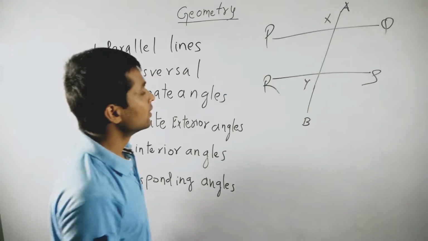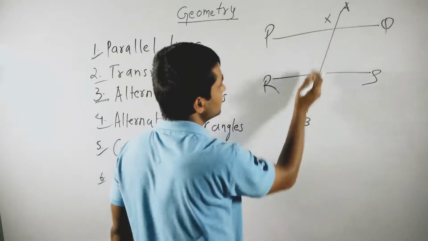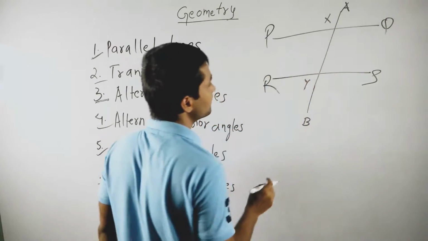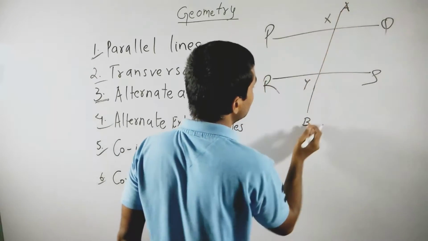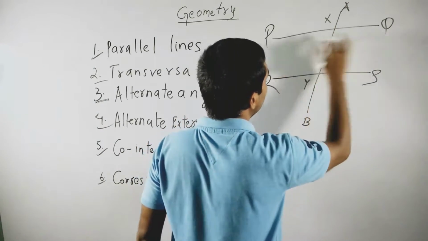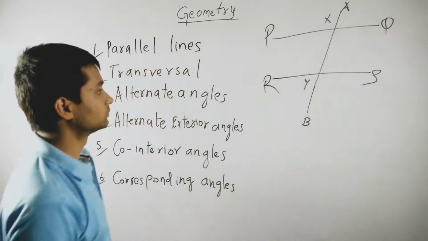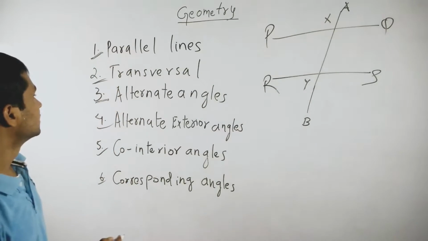And when a line intersects the two lines at two different points, let's call them X and Y, this is X and this is Y, and the line AB intersects the pair at two points. Here, this line is called a transversal. So we are done with parallel lines and transversals.